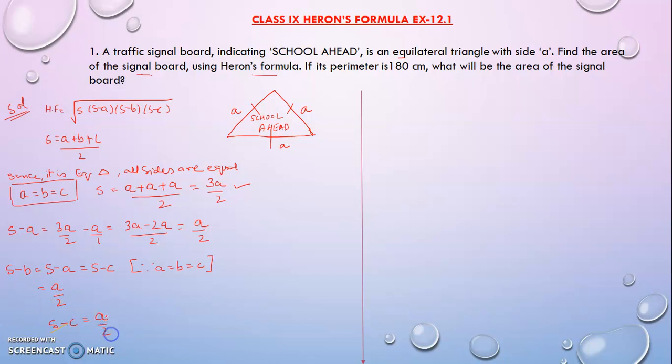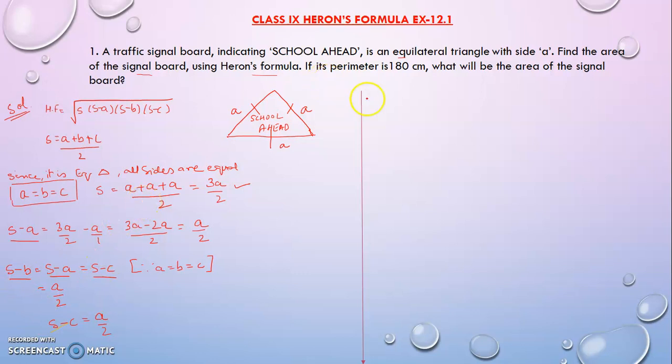Are you following, students? Why are S minus A, S minus B and S minus C equal? Because all the three sides are equal. So in place of B I can write A, in place of C I can write A, so it will give me the same values. That is why we need not calculate S minus B and S minus C.